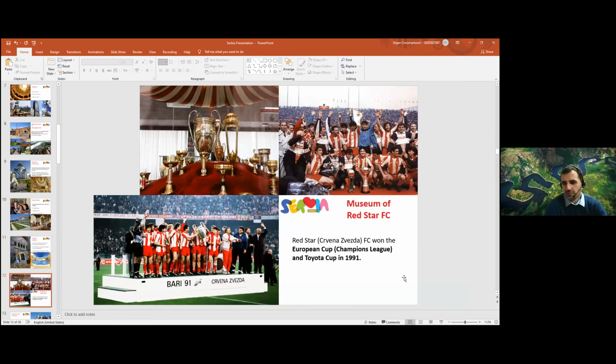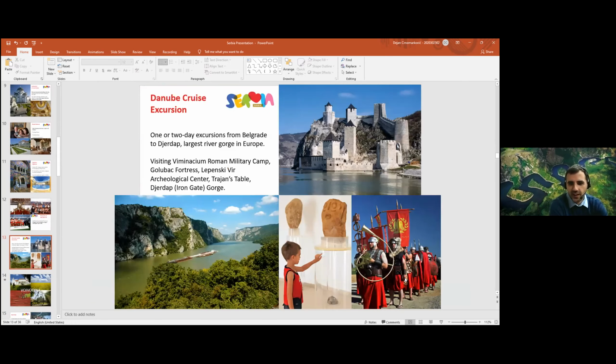Two main football clubs in Serbia are Red Star and Partizan, and Red Star, some 30 years ago, actually won the Champions League. At that time it was the European Cup and the International Toyota Cup. So what can be visited is also a museum where you can see all the trophies of this club. If we go along the Danube from Belgrade, there's a lot of culture and history.